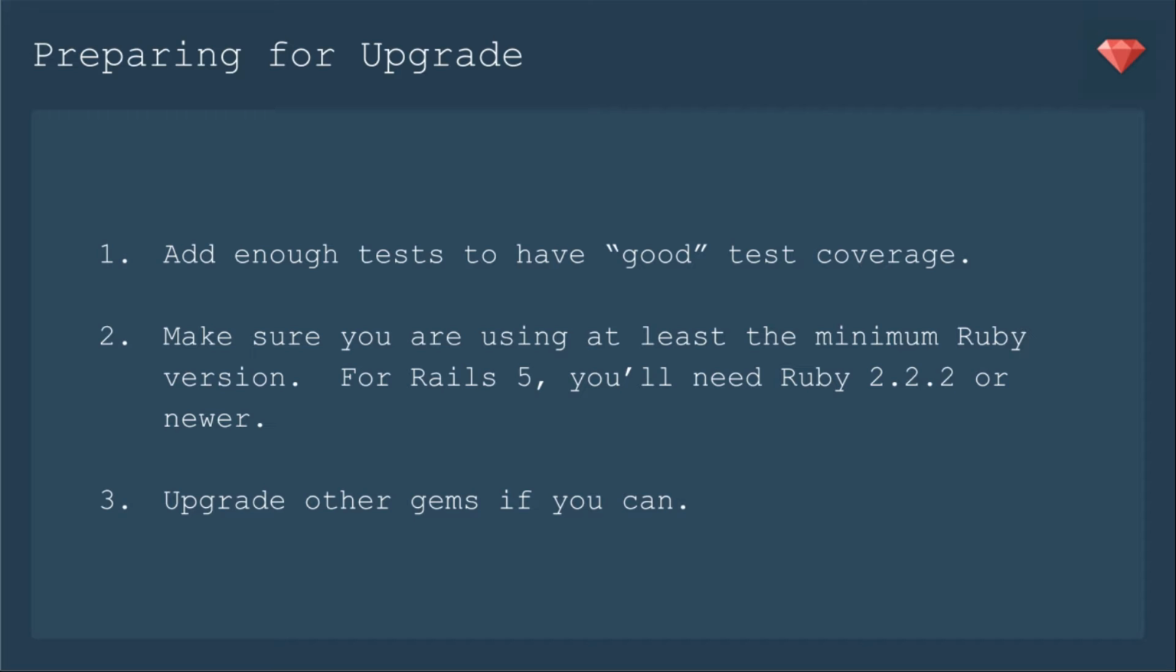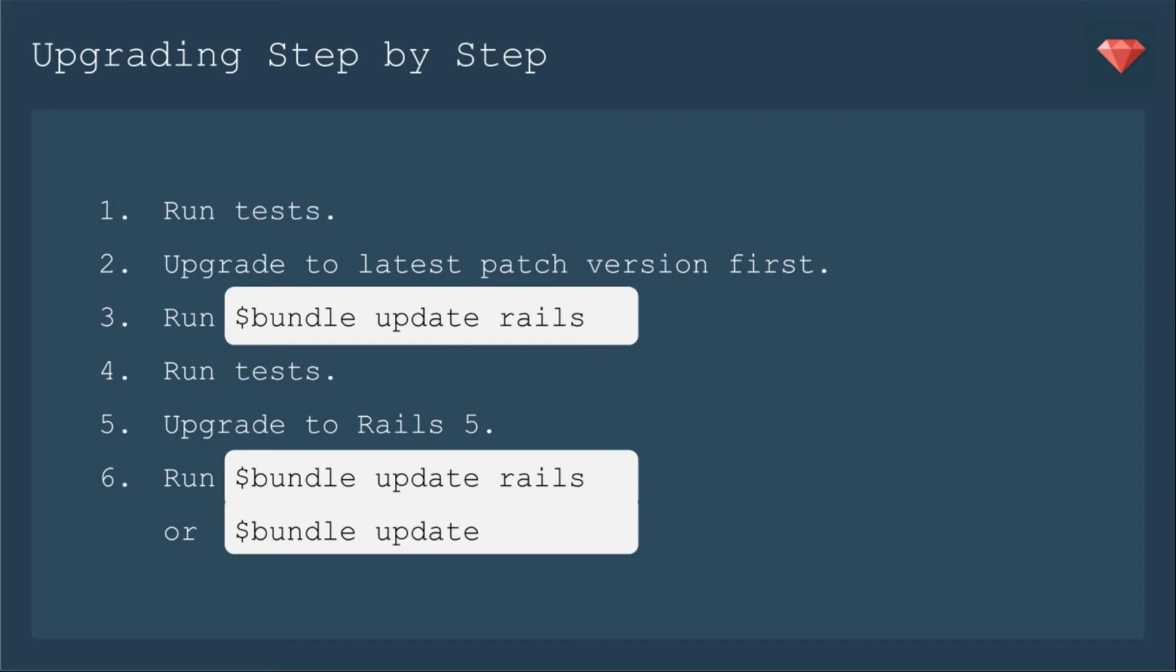Next, make sure you are using at least the minimum Ruby version. For Rails 5, you'll need Ruby 2.2.2 or newer. I do recommend going ahead and updating other gems that you're using. I didn't in this app, and I wish I had, but you'll see what I mean in just a moment. After you've done that, it's time to upgrade step by step.